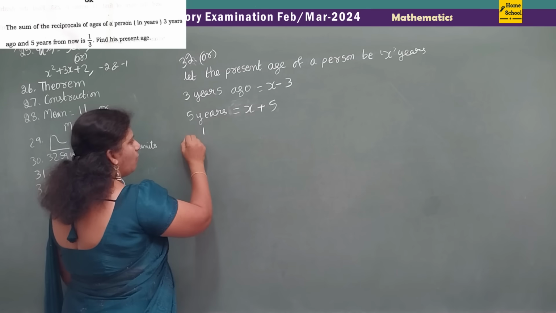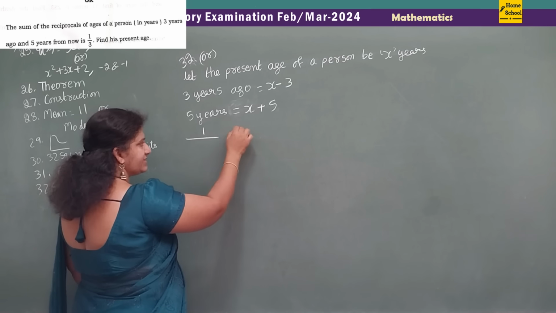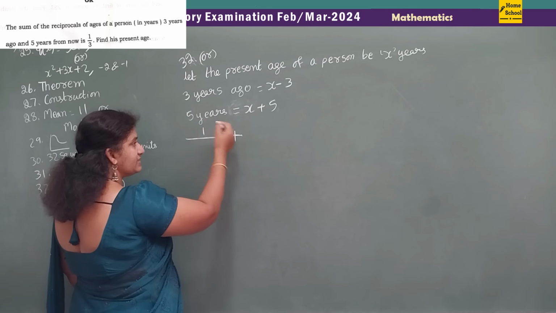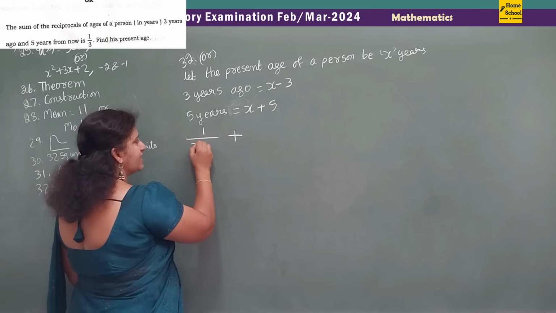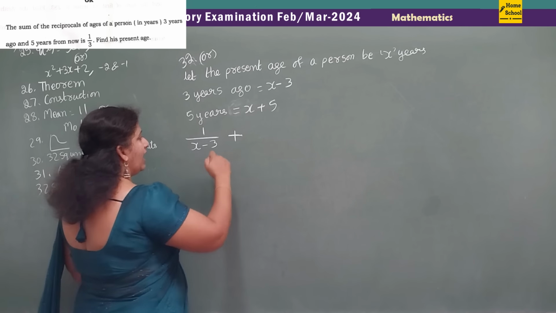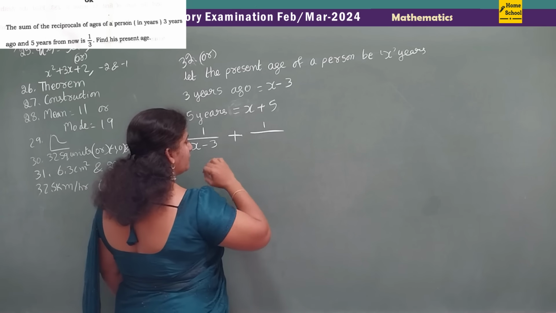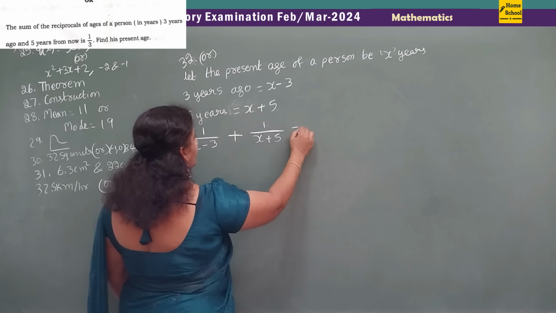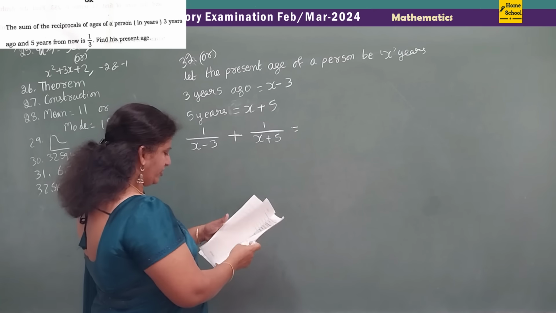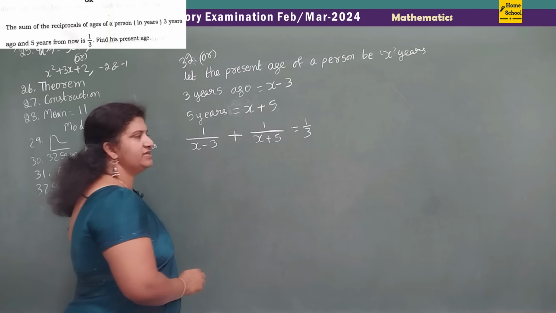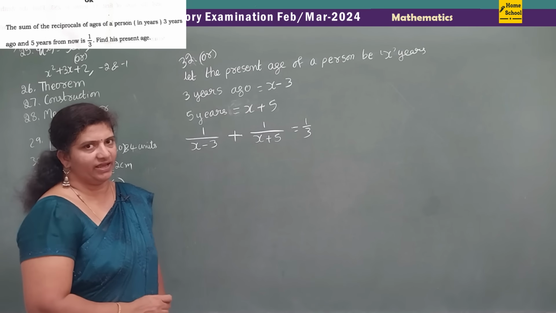Reciprocal means 1 by. The sum of the reciprocals of a person's age 3 years ago, that is 1 by x minus 3, and this is also a reciprocal, 5 years from now, x plus 5. What is the ratio given for you? 1 by 3. Find the present age means solve this. You are going to get the x value.